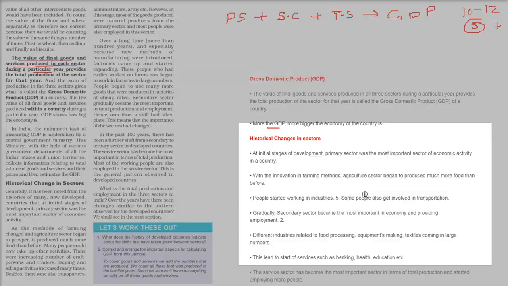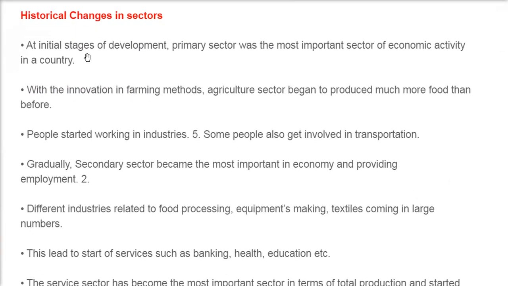We need to understand that at the initial stages of development, the primary sector is always the most important sector, because everything is coming from it, every granary, every foodgrain, right? So it is an important sector for every economy, but especially in the initial stages.